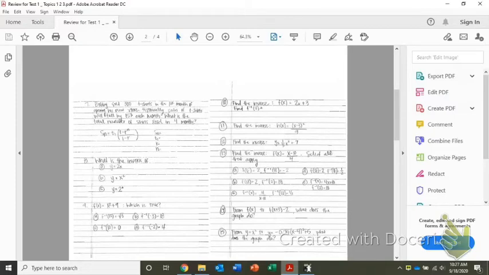Alright, so I started to do number 7, but my pen wouldn't work. So let's pick back up at number 7. This is the last question over series and sequences.